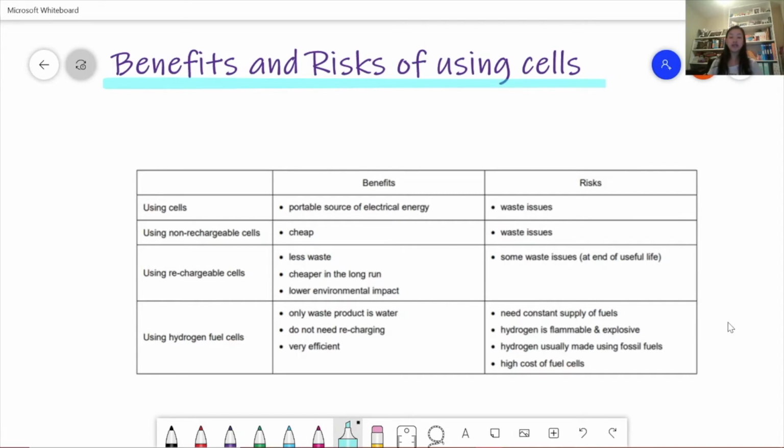And then for the hydrogen fuel cells, the benefits are that the only waste product is water, so there's no pollutants which go into the air. They don't need recharging, and also they're very, very efficient. However, the risks are that they need a constant supply of fuel, so obviously that will cost money. And then hydrogen is flammable and explosive, so that can be quite dangerous. Thirdly, hydrogen usually is made using fossil fuels, and also fuel cells have a very high cost. So for the exam, you'll need to remember some of these benefits and risks.